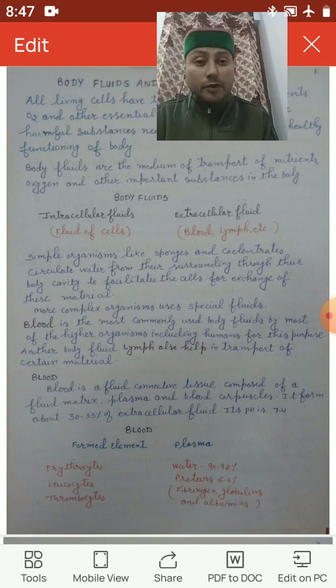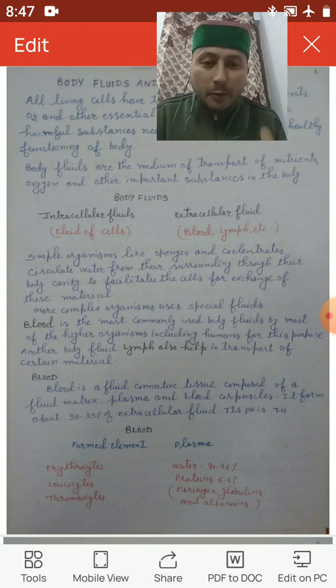The blood is composed of formed elements and plasma. In the formed elements, we will talk about erythrocytes, leukocytes, thrombocytes. The plasma is the ground substance that contains water and protein, 6 to 8%. These proteins are fibrinogen, globulins and albumins.